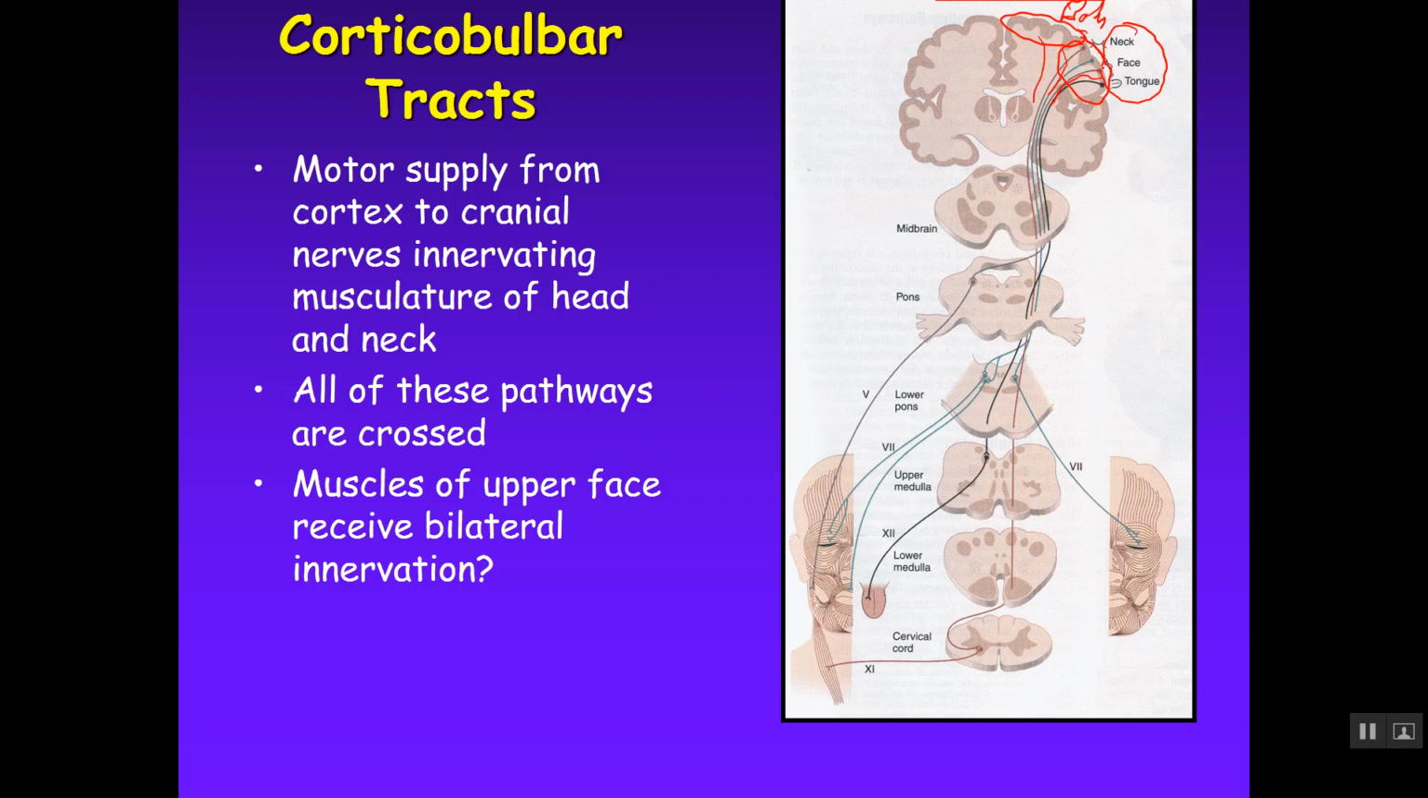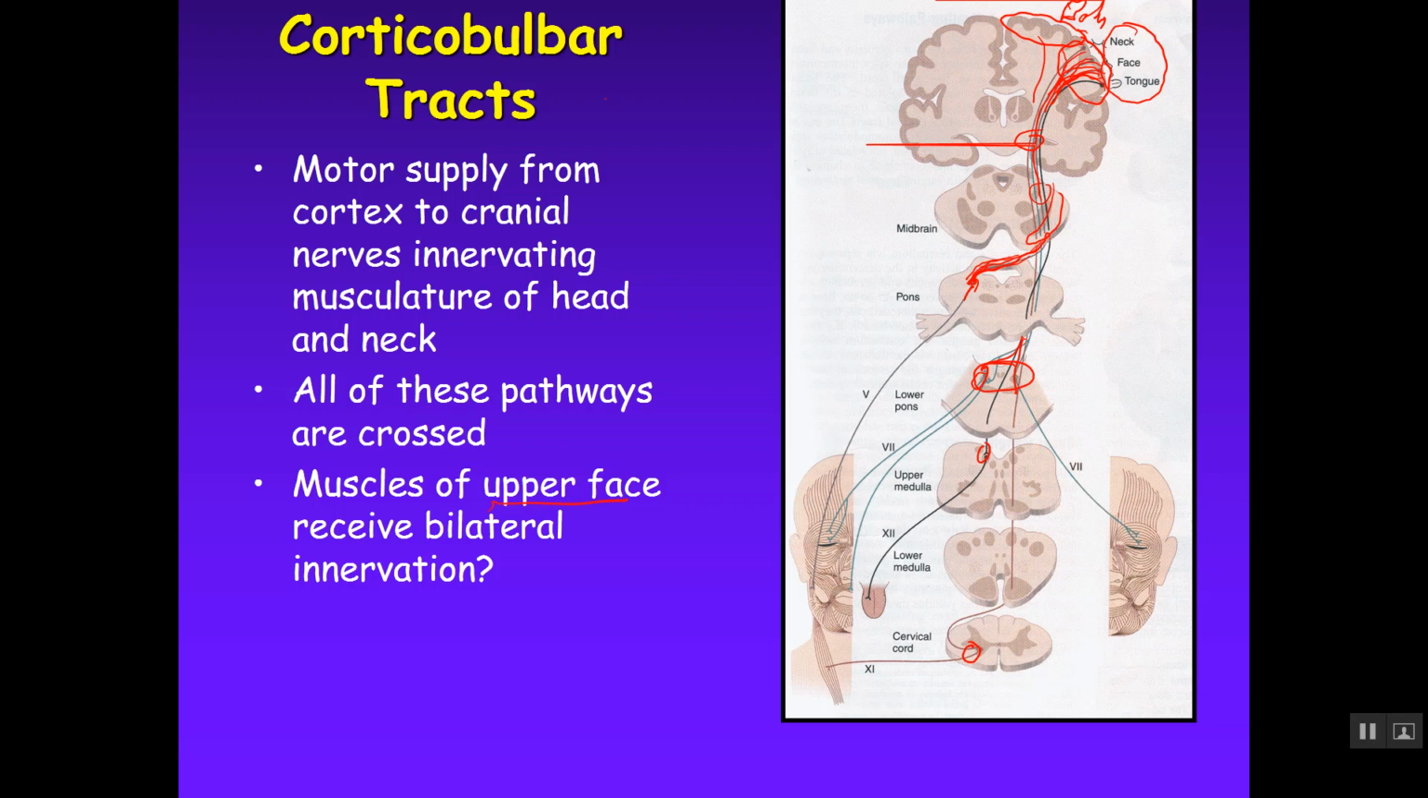All the rest of these fibers that are coming from the face, neck, and tongue go through the corona radiata, they go down the crus cerebri, but then they cross over at the appropriate level in the brainstem to send their motor signals to cranial nerve nuclei, and this is cranial nerve 11. Collectively all of these are called the corticobulbar tract, and they deliver their motor information to the appropriate cranial nerve nuclei to send the signal to the muscles of the face or neck. On the opposite side, these are all contralateral, except for the upper face. Upper face tends to get bilateral innervation.